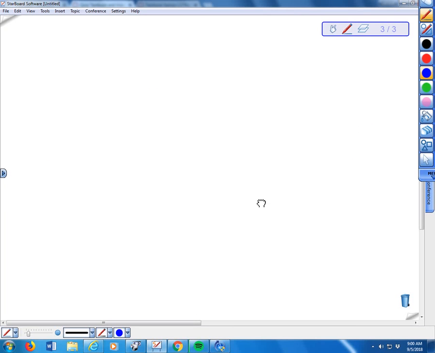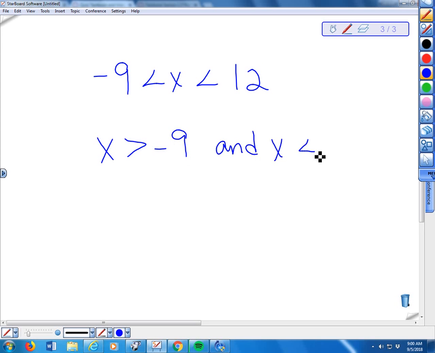And if I have something like this, this is an AND compound inequality. Okay, it says two things. X is greater than negative 9 and x is less than 12. That's kind of how you read that. Do you see how the greater than sign facing the x is the bigger one? That means that x is greater than whatever number is to the right.